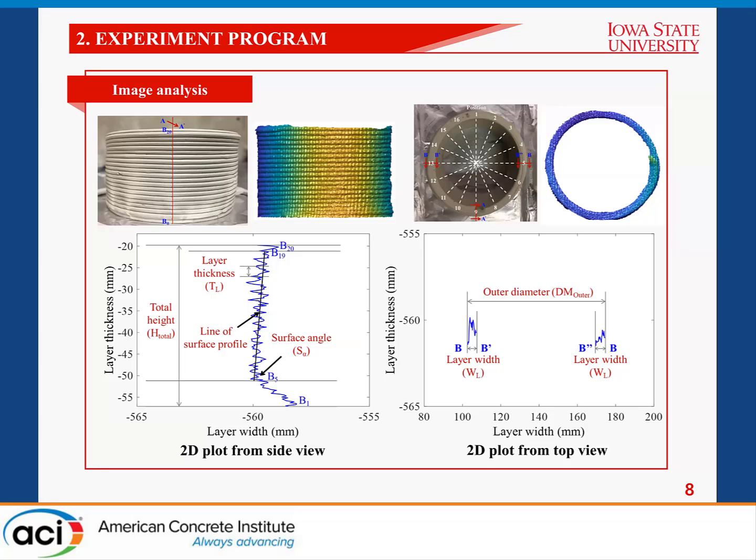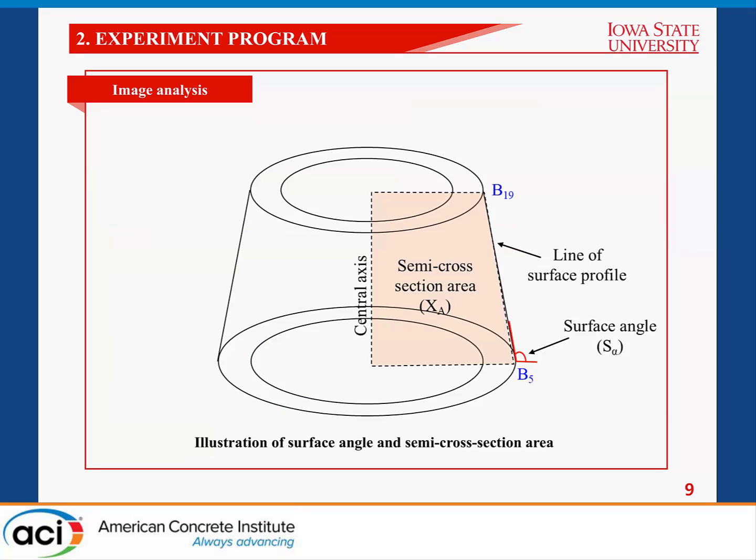Similarly, we could capture the top view 3D images, and same as the side view, we vertically cut the 3D top view image, and then we could get this 2D plot. From this 2D plot, we could measure the layer width and the diameter of the sample. In addition to the surface angle, in order to quantify the degree of distortion, we measured the semi-cross-sectional area. Since we knew the line of surface profile and central axis, we could calculate the semi-cross-sectional area.